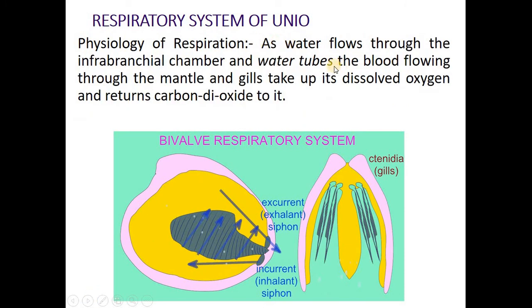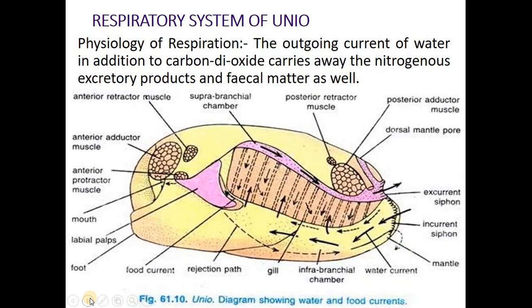As the water flows through the infrabranchial chamber and water tubes, the blood flowing through the mantle and gills takes up the dissolved oxygen and returns carbon dioxide to the water. Next, further, the outgoing current of water, in addition to carbon dioxide, carries away the nitrogenous excretory products as well as fecal matter.